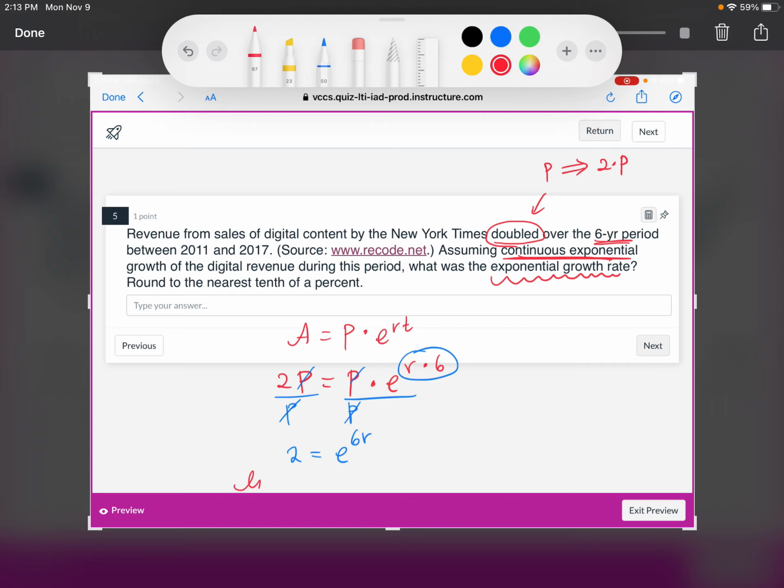Now let's take natural log of both sides. So we get natural log of 2 is equal to natural log of e raised to the 6R power. So this 6R will come down. I get natural log of 2 is equal to 6R times natural log of e. And you know what happened to this one: natural log of e, that's gone now. So I just need to divide both sides by 6.